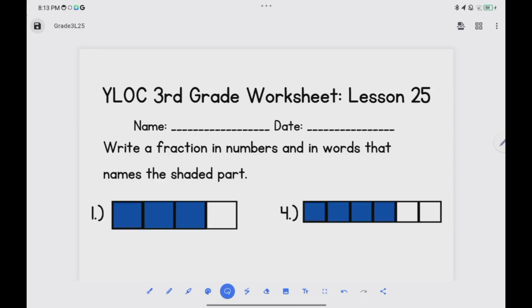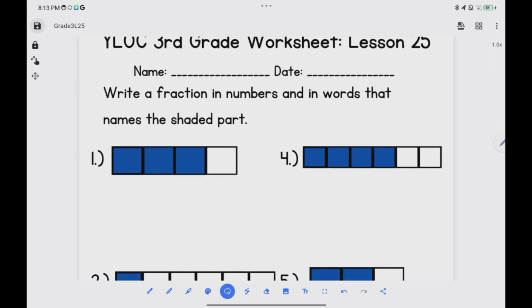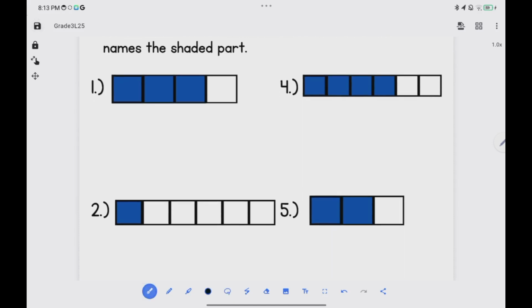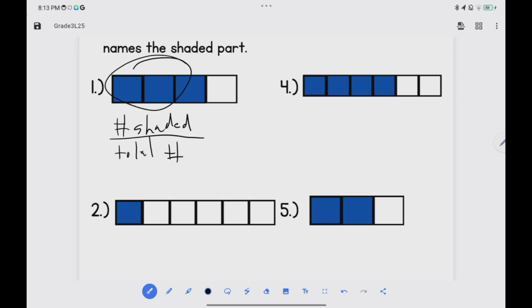Today we'll be going over this PDF where we write a fraction in numbers and words that names the shaded part. It looks like the way a fraction works is that you name the number of shaded boxes over the total number. In this case, you have 3 shaded boxes and 4 boxes in total, so you have 3 over 4, or 3/4.